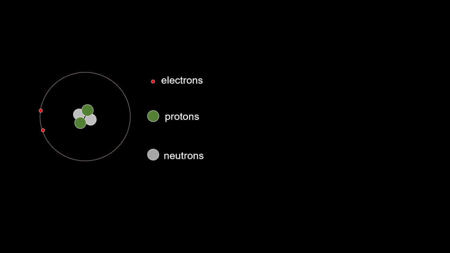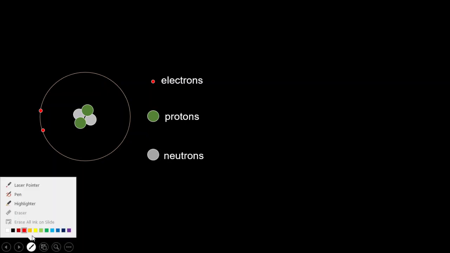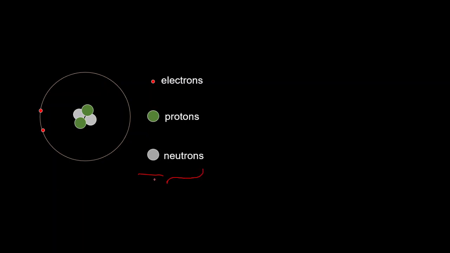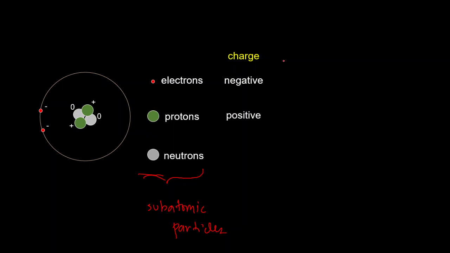We call these particles the subatomic particles of an atom. These particles differ in terms of their charge. Electrons are negative, protons are positive, and neutrons are neutral or zero charge. In terms of mass, protons are approximately 1, neutrons approximately 1, and electrons have almost no mass or zero mass.